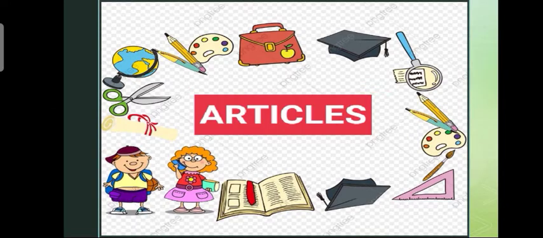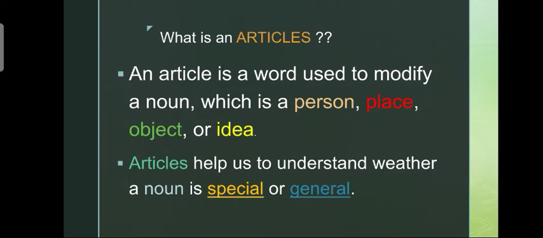In this video, we will be learning about what is an article, types of article and the correct usage of articles. So, first of all, let us know what is an article. An article is a word used to modify a noun, which is a person, place, object or an idea. Articles help us to understand whether a noun is special or general.